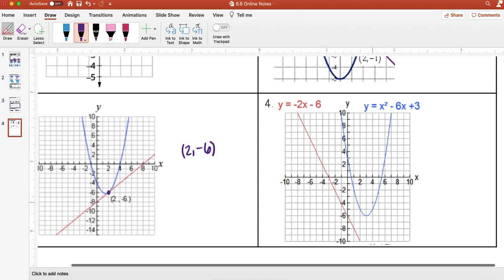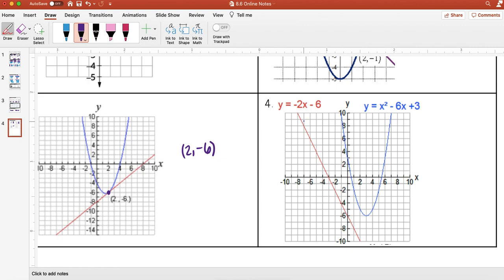And now I see for this one, they never intersect. My red line here never crosses my parabola, so whenever that happens, it will be no solution.